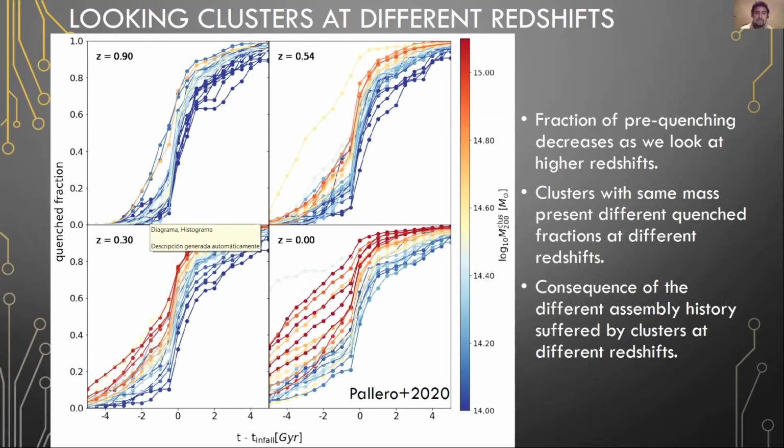So the takeaway message from this plot is, if you're looking for the moment when galaxies are getting quenched, you have two choices: either look for low mass clusters at low redshift, or you look for any cluster at high redshift, because it's probable that the galaxies have not spent all their time residing in the massive environment that you're looking at.